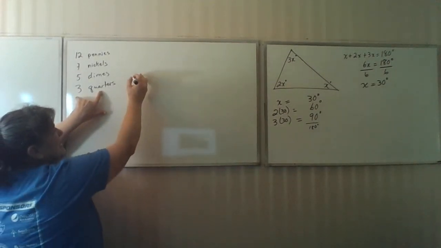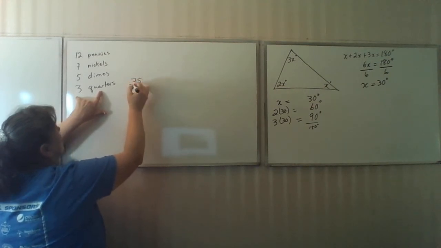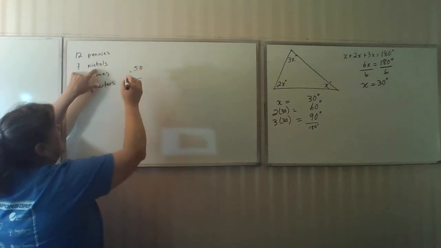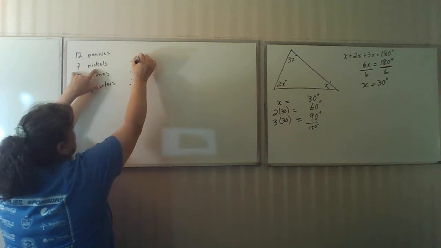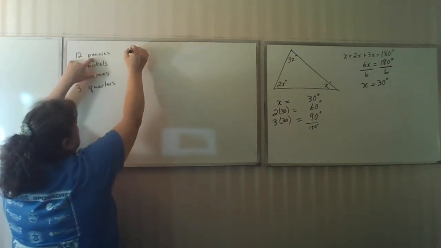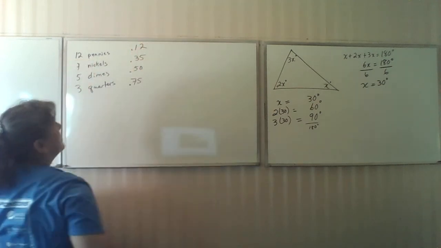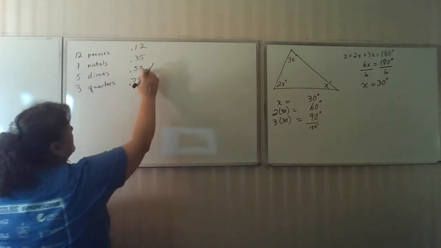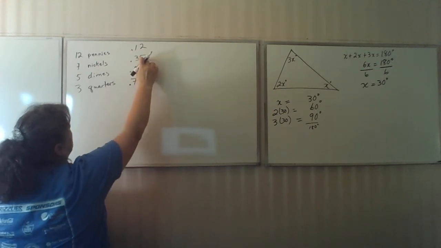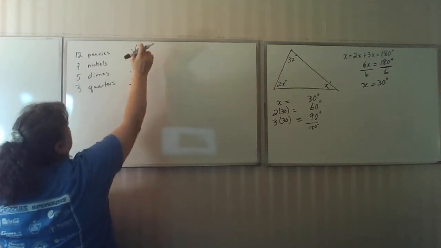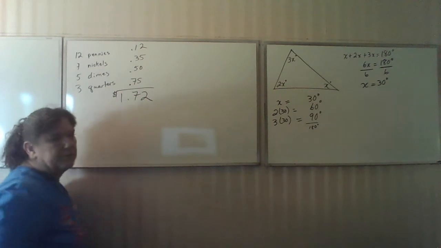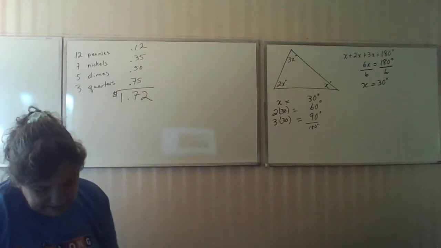Quarters are worth 25 cents, so 75 cents is what I have here. 5 dimes, dimes are worth 10 cents, so that's 50 cents. Nickels are worth 5 cents, so 7 times 5 is 35 cents. And pennies are worth 1 cent, so 1 times 12 is 12, but it's 0.01 if we're looking at it in decimals. Okay, so now we're going to add that all up. So here's $1.25, $1.50, $1.60, and $1.72. So you're just going to add that stuff up together, and you'll know what your money is.